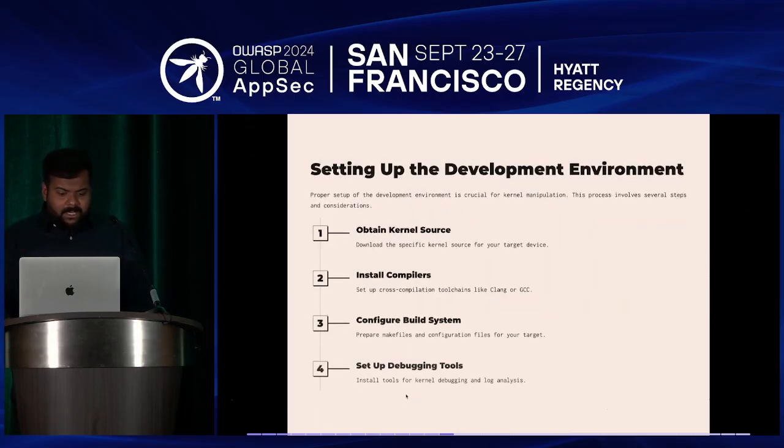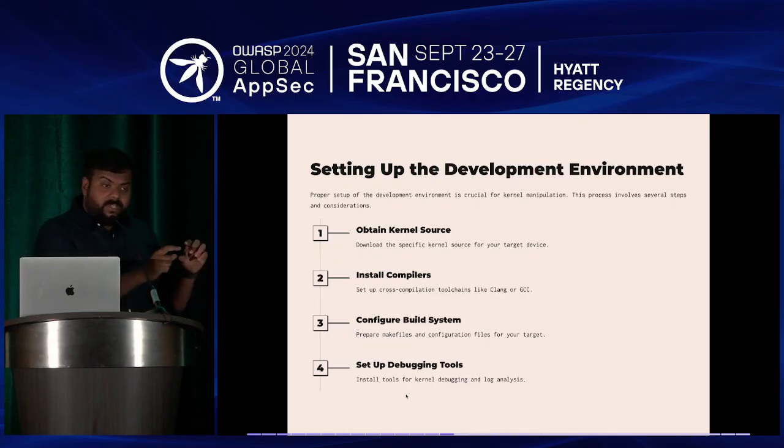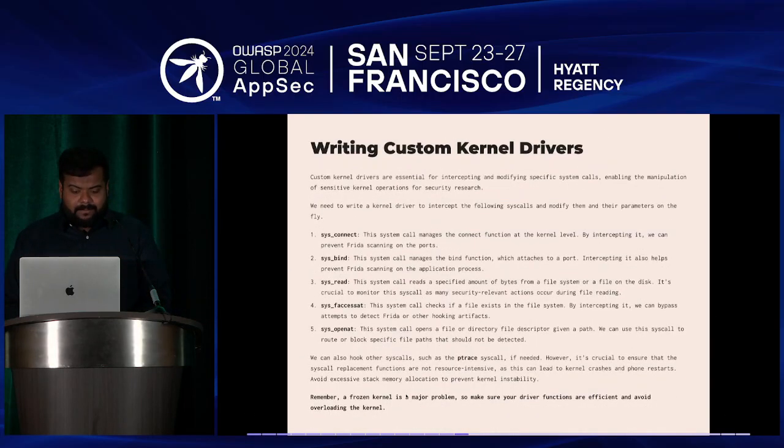So how do you set up your development environment? You basically download the cross-compilation toolchains like Clang or GCC. You configure your build system. Make sure you prepare your makefiles and configuration files for your target, and obviously set up some debugging tools to debug the kernel code which you have written. Because it's very important that if you write buggy code for your kernel, your phone is going to hang and freeze, and it can become bricked as well, right?